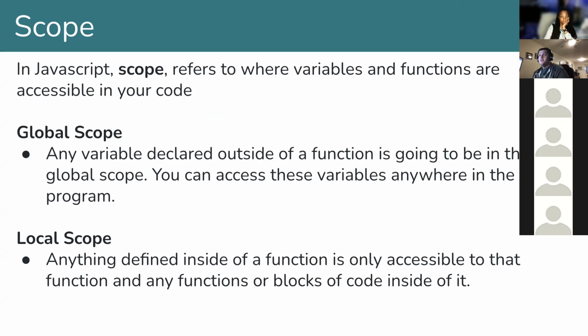So in JavaScript, scope refers to where variables and functions are accessible in your code. Global scope is any variable declared outside of a function is going to be in the global scope. You can access these variables anywhere in the program. Local scope is anything defined inside of a function and is only accessible in that function, and any functions or blocks of code inside it.